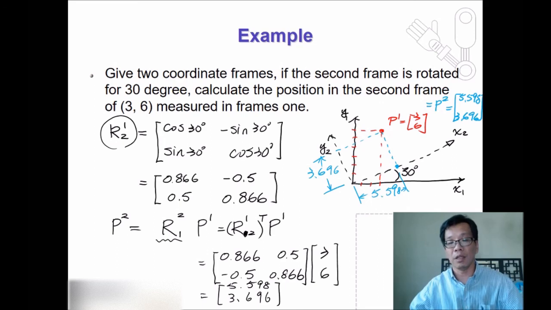Okay, let's stop here, and we're going to talk about three-dimensional transformation later.